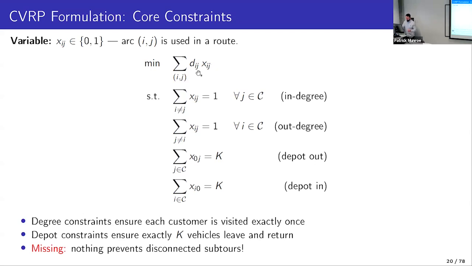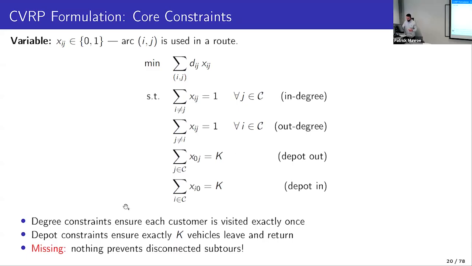And so when we take the sum of d_ij times x_ij, what we end up doing here is calculating the distance that is traveled by the vehicles on the route. So the goal here is to minimize the distance. So that's the first line. But we have some constraints. So we have some degree constraints that ensure that each customer is visited exactly once, which are the first two constraints here.